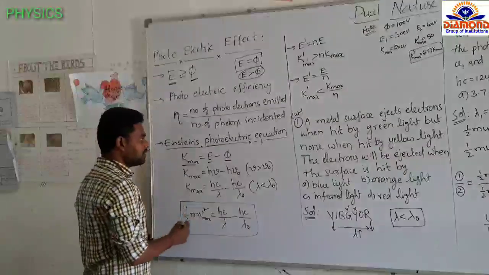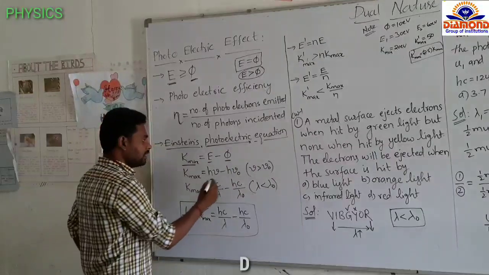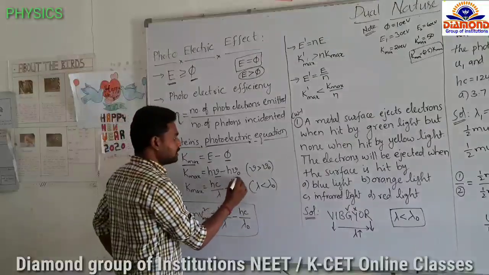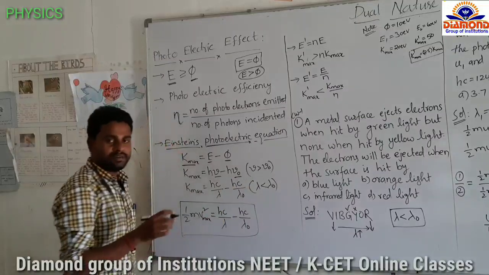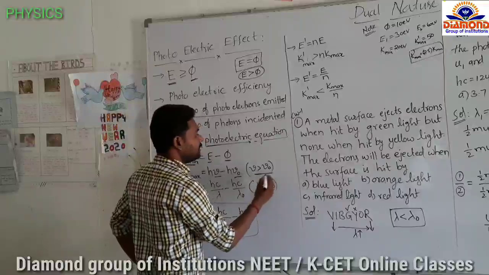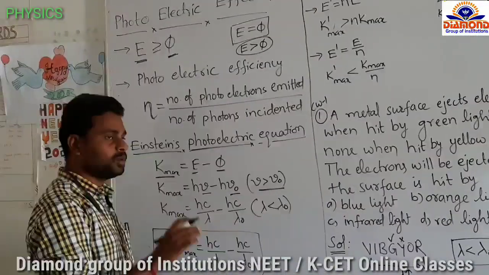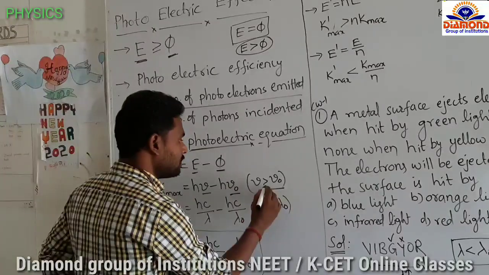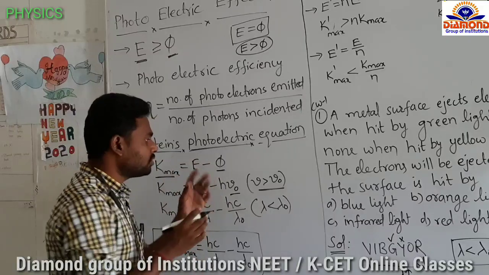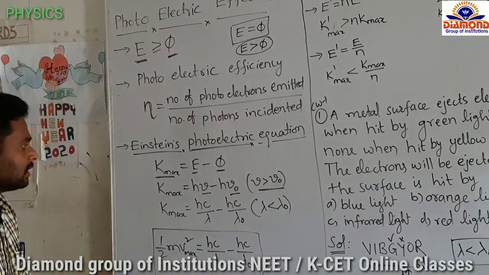Here substitute the values. E equal to h nu and phi equal to h nu naught. Here nu is the frequency of the photon and nu naught is the threshold frequency. If the frequency of the photon is greater than the threshold frequency, then the electron will escape from the metal surface and get some motion. If the frequency of the photon is equal to the threshold frequency, the electron is just emitted, but it does not get any motion.